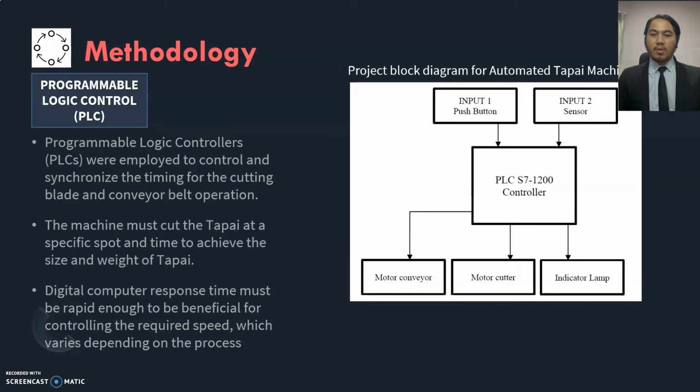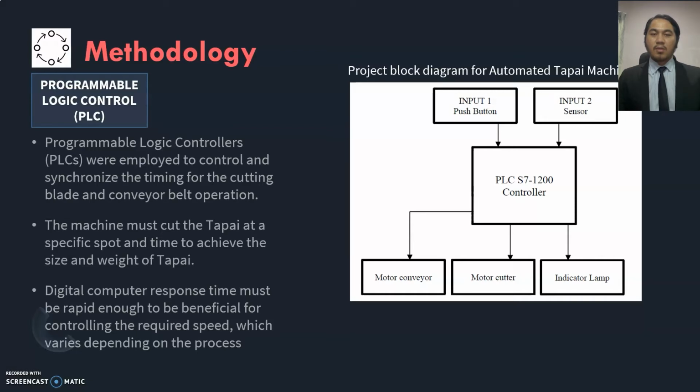Programmable logic controllers were employed to control and synchronize the timing for the cutting blade and conveyor belt operation. The machine must cut the tapai at the specific spot and time to achieve the size and weight of tapai. The digital computer response time must be rapid enough to be beneficial for controlling the required speed, which varies depending on the process.